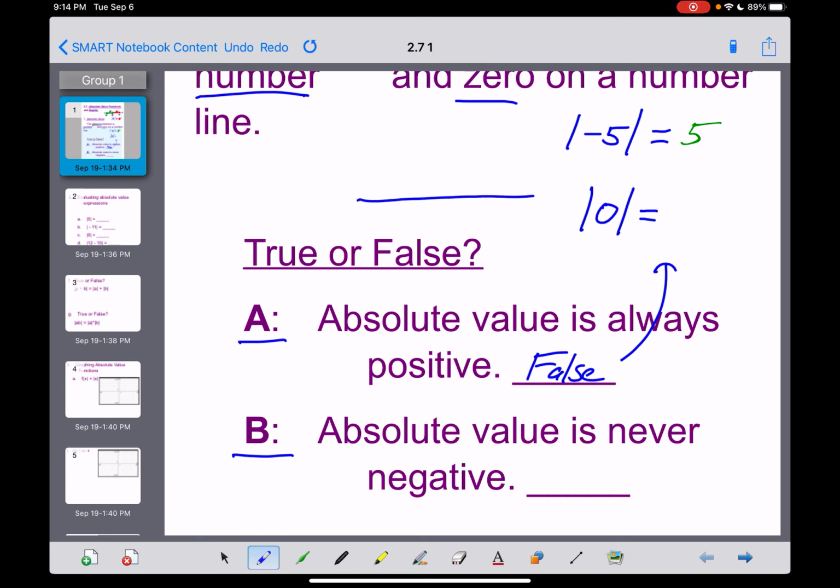If I'm asking you to think about a number line and think, okay, here's 0, how far is 0 from 0 on your number line? The answer is 0. And unfortunately, 0 is not a positive number. Because of that one counterexample, statement A is false. But statement B, absolute value is never negative, is true. You are never going to get a negative number as your answer to an absolute value statement. Almost all the time it will be positive, but not quite all the time.